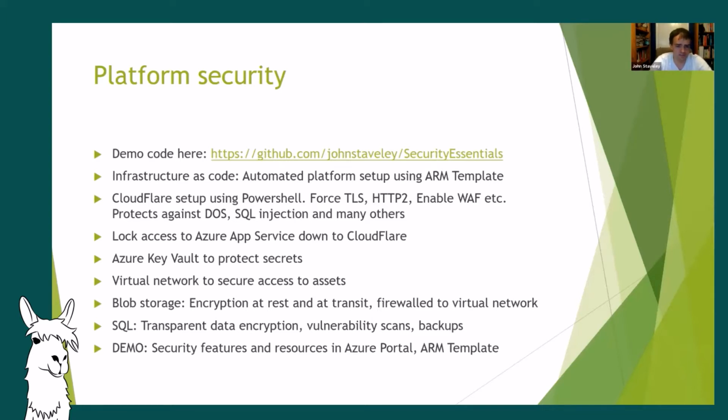One of the things we do in the application is we lock the app service down to Cloudflare, so the app service can only talk to Cloudflare, and a nefarious actor can't bypass it. We use Azure Key Vault to protect secrets, because obviously we don't want to store secrets in our checked-in code. And then a virtual network secures all the different assets. They can only talk to each other within that virtual network. Within the other assets we deploy, we've got blob storage, so enforced encryption at rest and in transit. It's firewalled to the virtual network. For SQL, you've got transparent data encryption, vulnerability scans, and backups.